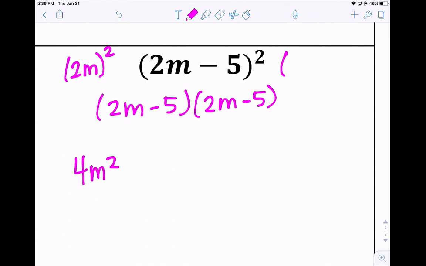Then I take the last term and square it. 5 squared is going to, actually that's a negative 5 squared, right? So negative 5 squared, negative 5 times negative 5 is positive 25.